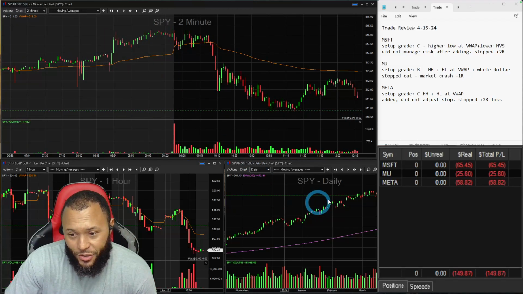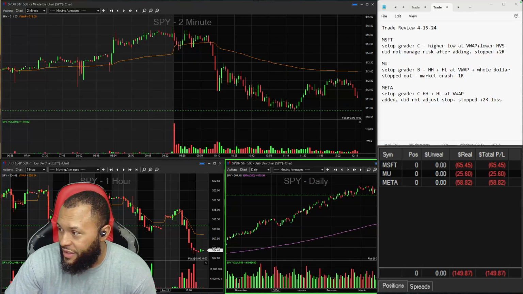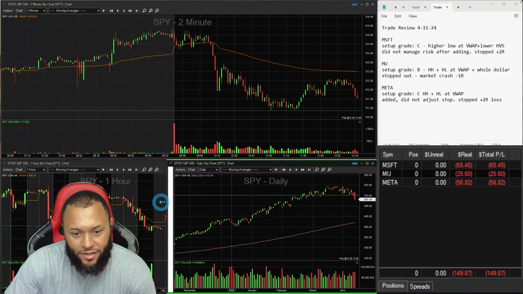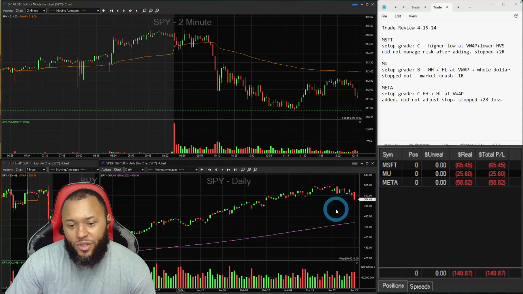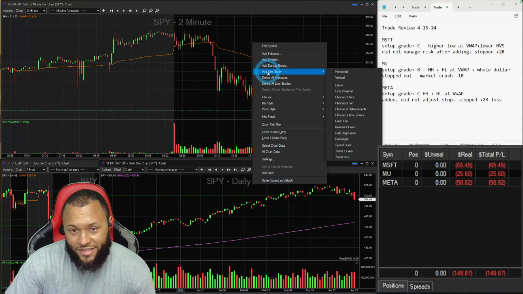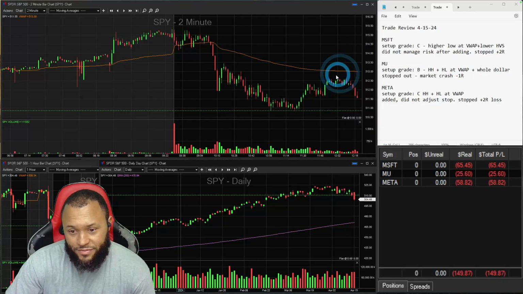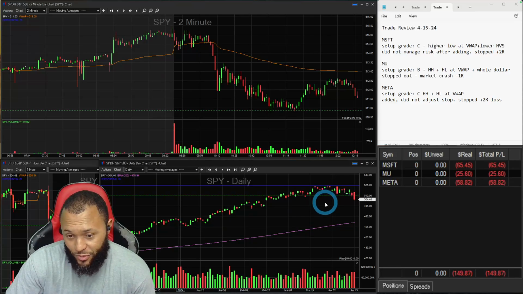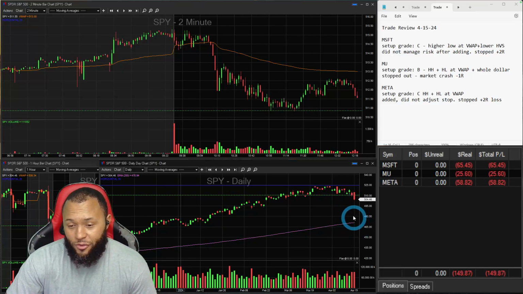Okay? So if we look at the daily, let me get this daily window over here a little bit. All right. If we look at the daily, in my opinion, since this top over here, the SPY has been looking very bearish. Since we bumped heads here the second time, it looks like a downtrend to me. Like, it looks like in the long term we're going to be trending down for a while.